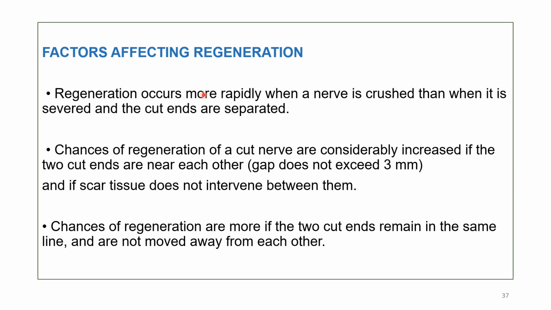So, regeneration occurs more rapidly in crushed ones, but the gap should not be more than 3 mm and the cut ends should be nearer to each other, and there should not be any deviation of the nerve fiber or axon, and there should not be any scar tissue between them. Chances of regeneration are more if the two cut ends remain in the same line and are not moved away from each other.